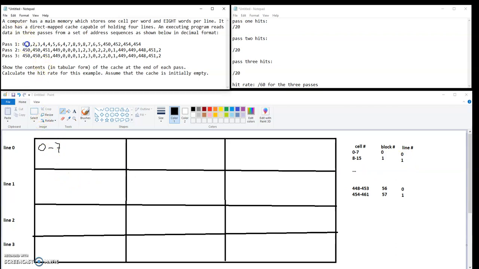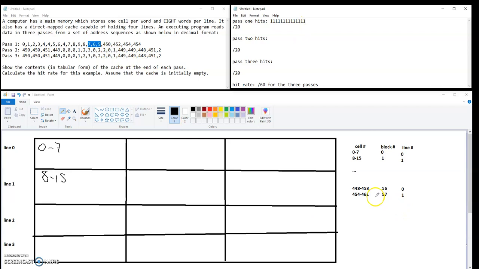So 0 is a miss, but 1 is a hit. Hit. 3 hits, 4, 5, 6, 7, 8, 9 hits. And then 8 is a miss. 8 goes up to 15 in line 1. We can see over here on the right. Cells 8 to 15. So 8 is a miss, but 9 is a hit in here. So is 8. 2 more hits. 7, 6, 5 are hits over here.